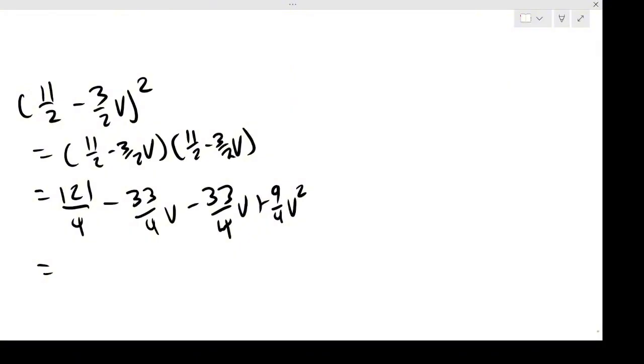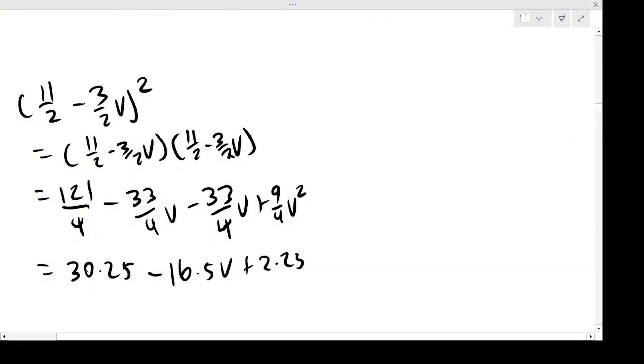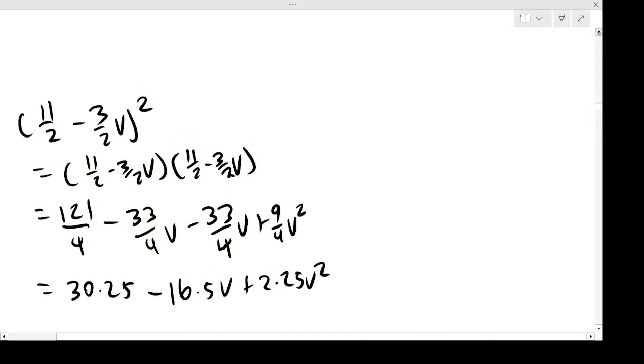Actually, I'm going to convert it to a decimal now. So 121/4 is 30.25, then minus 33/4, but then we have another minus 33/4. That's minus 33/2 v. Now that is going to be minus 16.5 v. Okay, so that's my v terms, and then 9/4, which is 2.25 v squared. Okay, so now we can sub that expansion into my equation here.